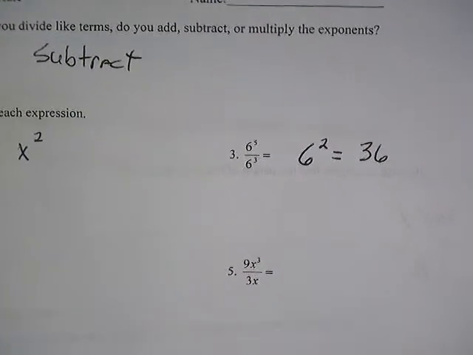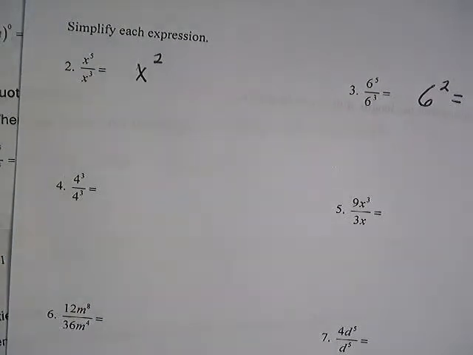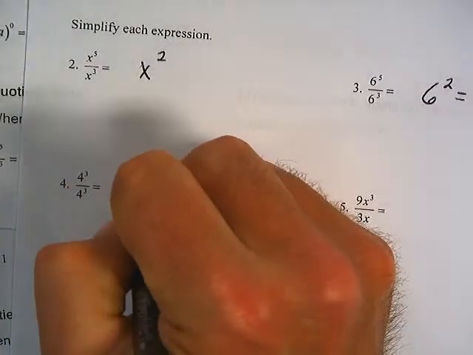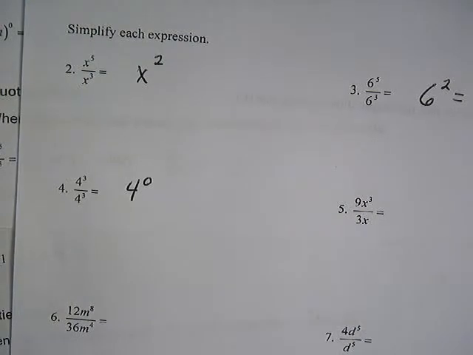Okay, now. Okay, we have 4 to the 3rd over 4 to the 3rd. Okay, now. Like base is 4. What do we do with the exponents? We subtract them, so we get 4 to the what? 0 power. Anything other than 0 raised to the 0 power is 1.